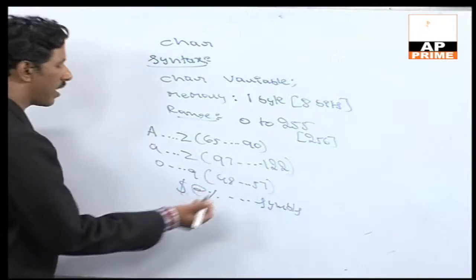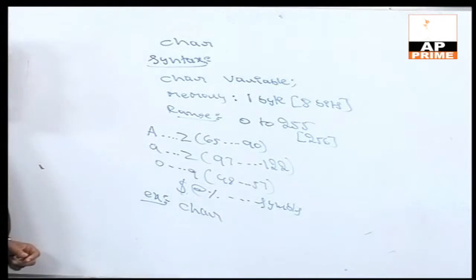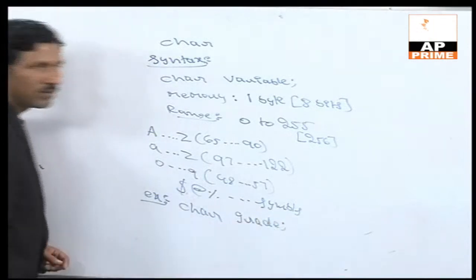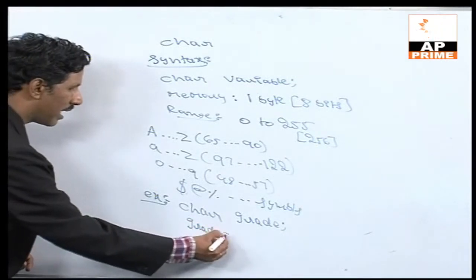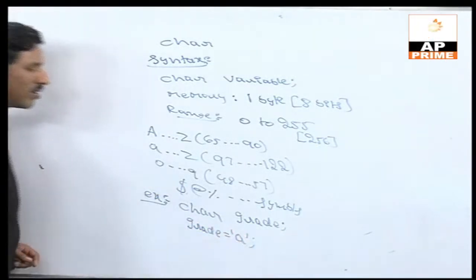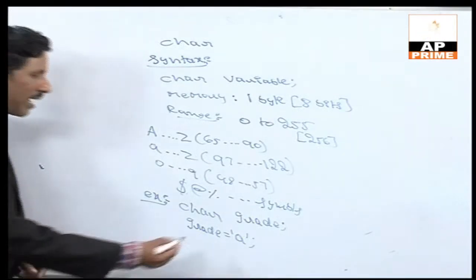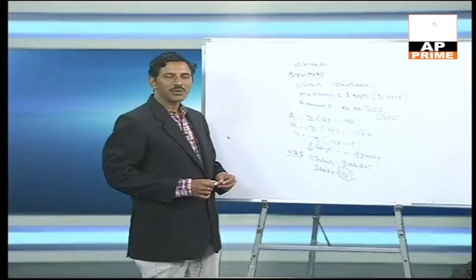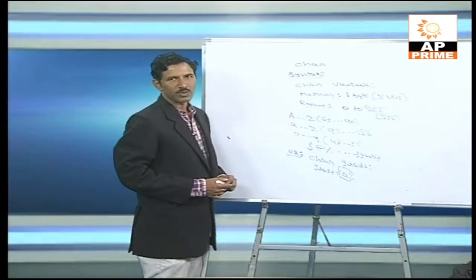Suppose you define an example: char, and my variable is grade. Grade is a variable, and I want to enter the grade value. Grade equal to 'A'. Now A is a character, but every character must be written within single quotation marks. Whenever you define a character data type, you use single quotes to give the data.